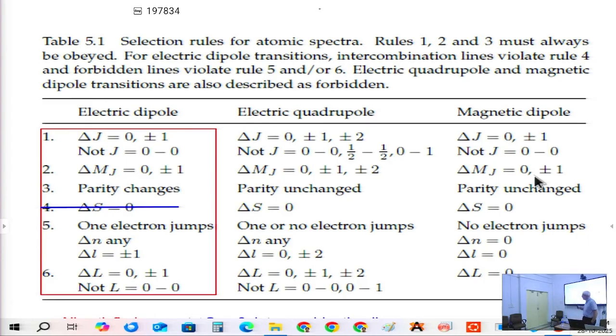If you satisfy all the rules except the spin rule, you get something called an intercombination line. And if I was really clever, I'd do this in blue ink, but I don't know how to do that. So that's an intercombination line. If you satisfy all the rules except the spin rule, you get an intercombination line.